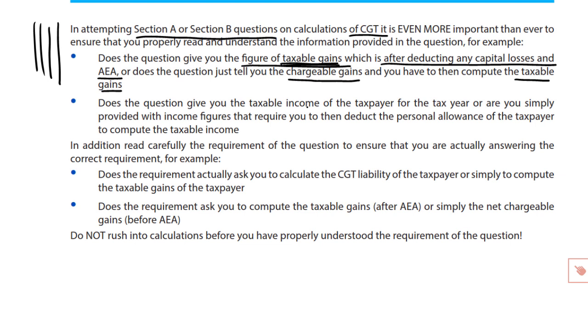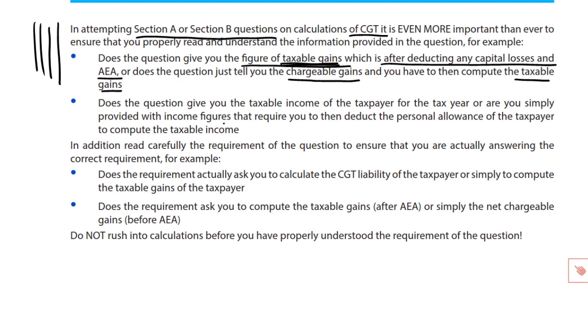Do we have any residential property amongst the various disposals made? Because that taxable gain is going to have a higher tax rate applied to it, the 18 and 28% rates rather than the 10 and 20% rates, of course.